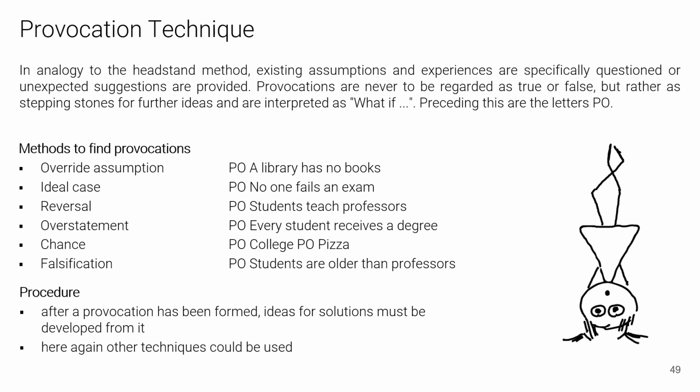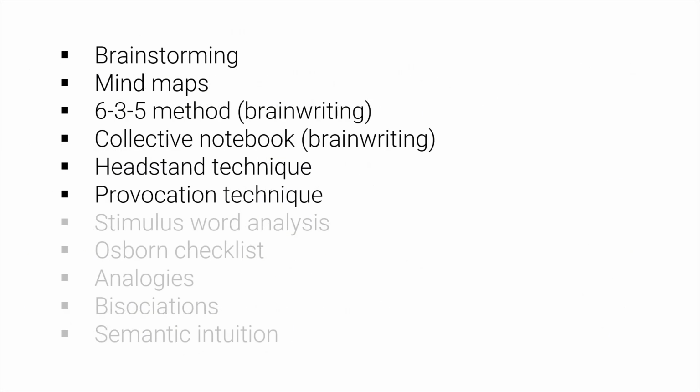We can also suspend assumptions and formulate, for example, a provocation like "a library has no books," or describe an ideal case like "nobody fails an exam." In a reversal, students could teach professors. An exaggeration could lead to every student getting a degree. We can also put 2 terms together by chance, such as college and pizza. Things may also be falsified. Students are older than professors. After forming these provocations, we try to develop new solutions from them. That's all to the provocation technique.